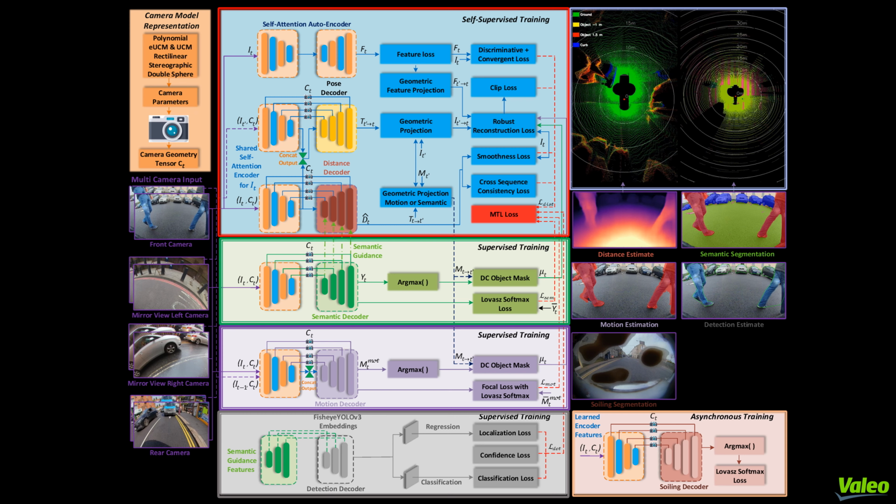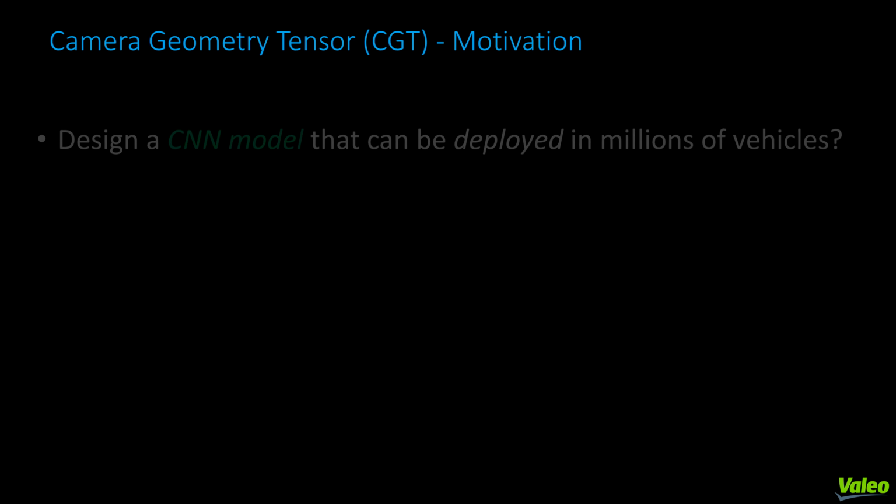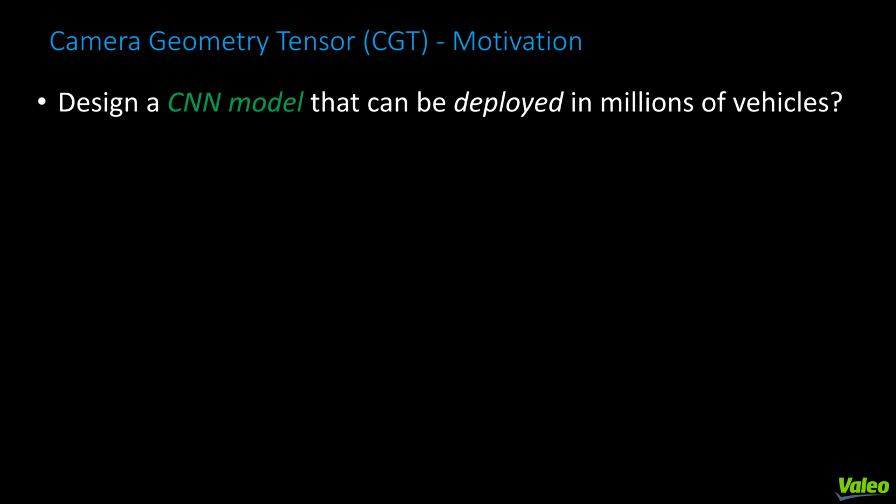In the further slides, we focus on our main novel contributions. Firstly, our camera geometry mechanism, followed by synergy between tasks, and finally, our contributions in improving each task. In this work, we target the design of a model that can be deployed in millions of vehicles having its own set of cameras.